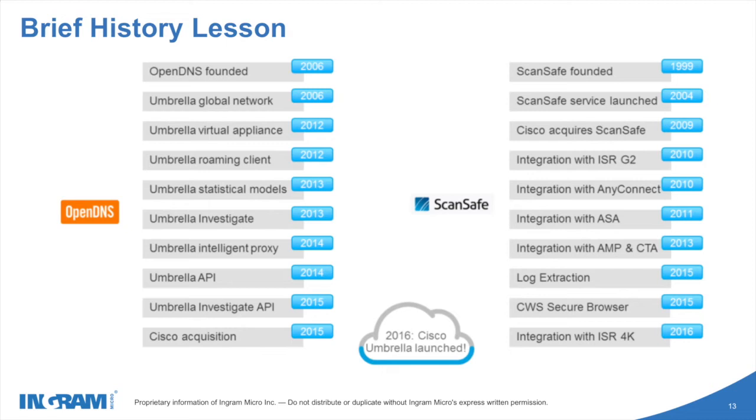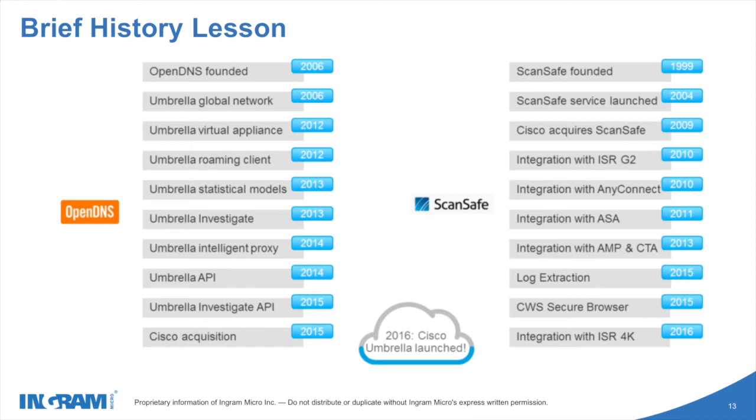In 2009, Cisco acquired ScanSafe and further invested in the cloud platform and integrated the service into Cisco infrastructure and platforms such as ISR G2 routers, ASA firewalls, the AnyConnect roaming client, the WSA appliances and virtual appliances, and recently also with the ISR 4K series. ScanSafe was rebranded by Cisco as Cloud Web Security.